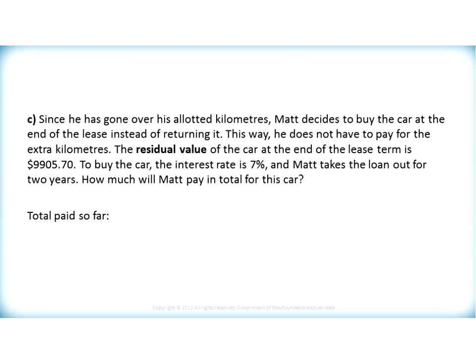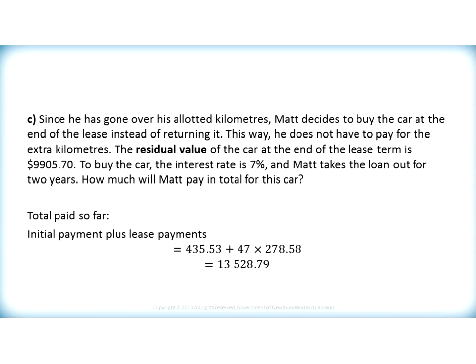So the total he paid so far is his initial payment plus all of the lease payments he would have made during the term of the lease. So his initial payment, if you recall, was $435.53. And he had 47 other lease payments that he had to make of $278.58 each. Meaning that up to date, over the 4 years so far, he's paid $13,528.79 on the car.